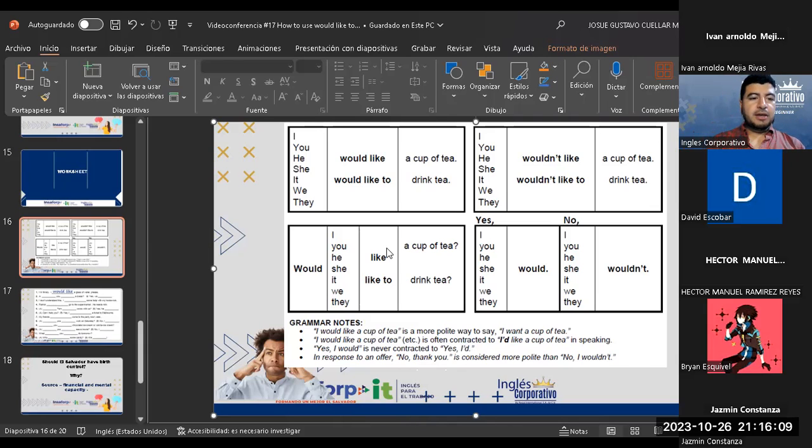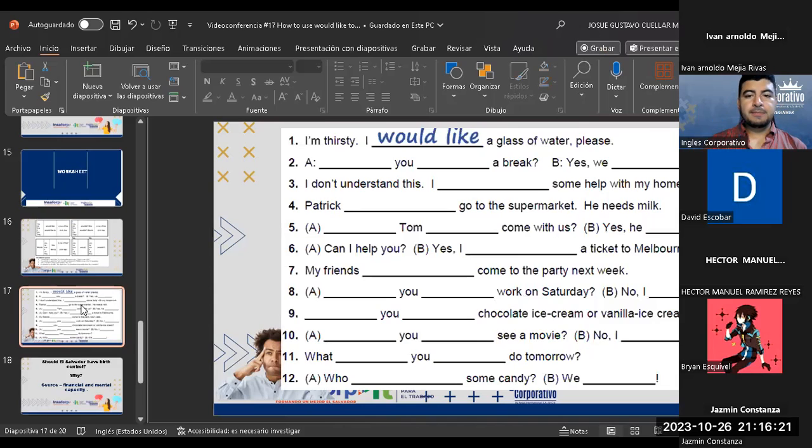So, and here we have some, basándose en esta, based on this chart, three charts, affirmatives, negatives, and questions, we're going to complete these 11 sentences, because the first one is already answered. So, number one says, I'm thirsty, soy sediento. I'm thirsty. I would like a glass of water, please. Estoy sediento. Me gustaría un vaso de agua, por favor.